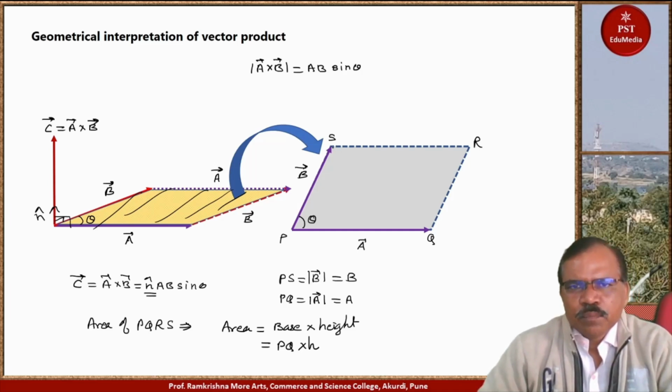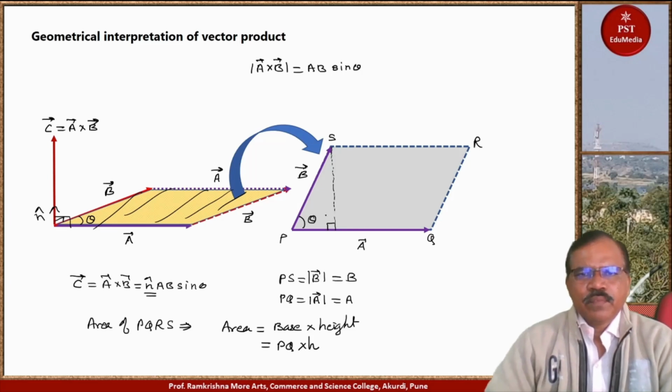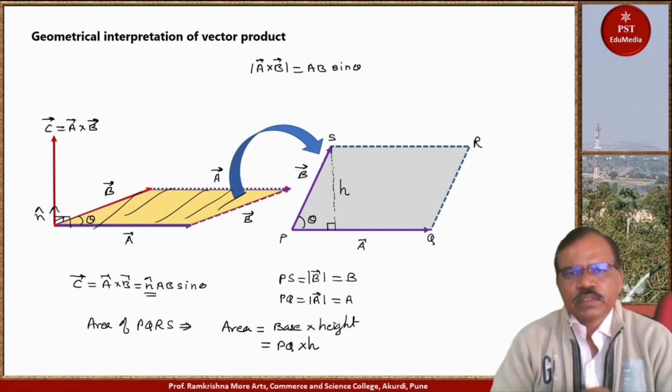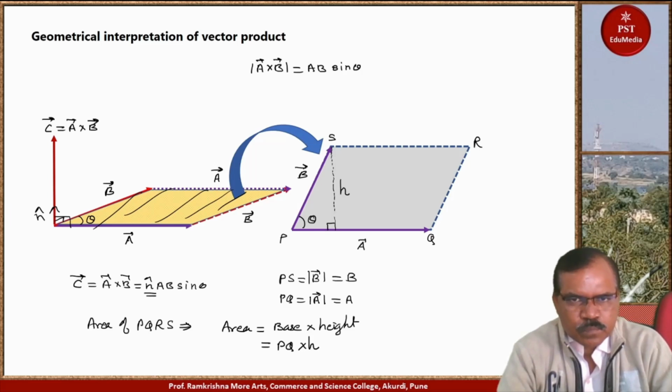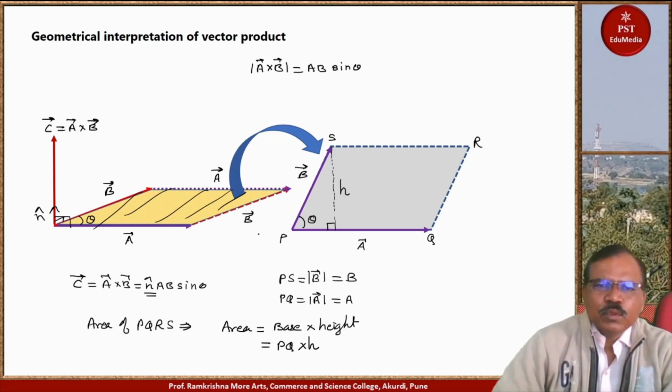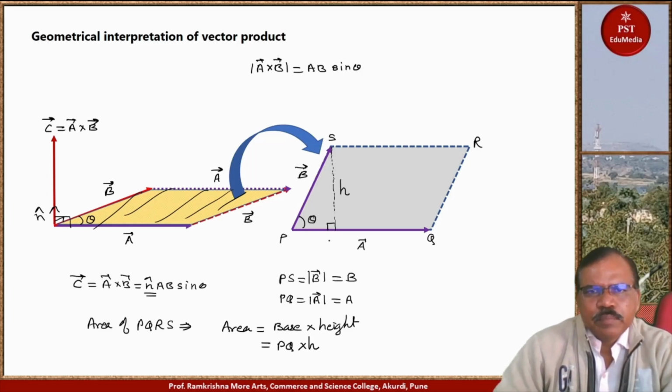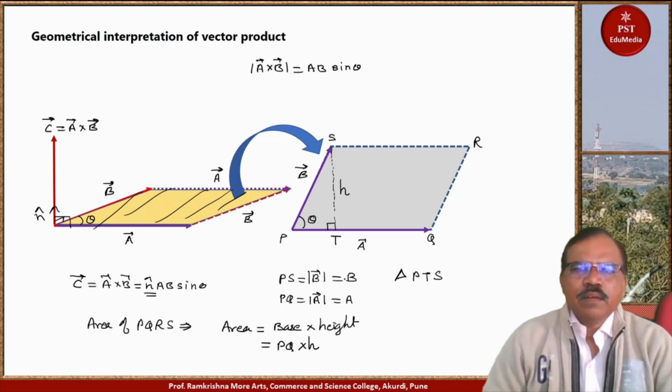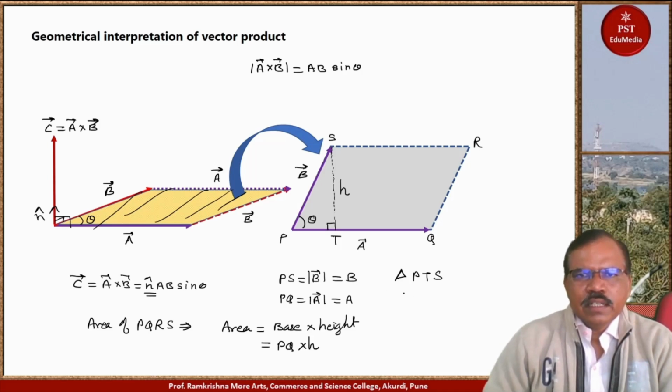So what is height H? We take SR, and from this we draw a perpendicular on PQ. This is the perpendicular, so this is height H. Now suppose I take this point as T. Let us take triangle PTS. So what is TS? That is PS sin theta.